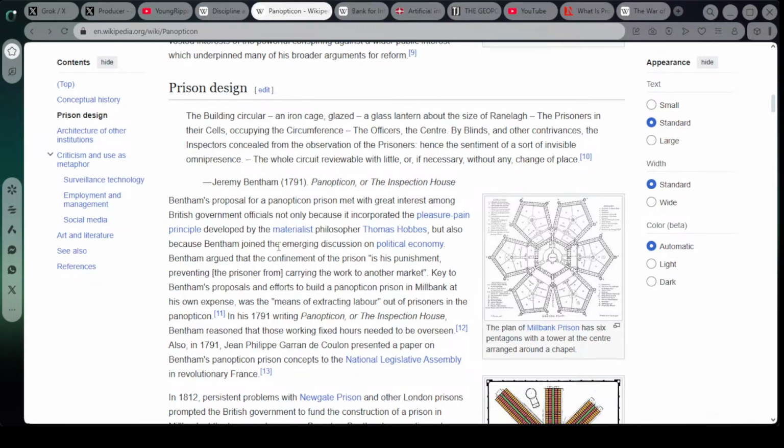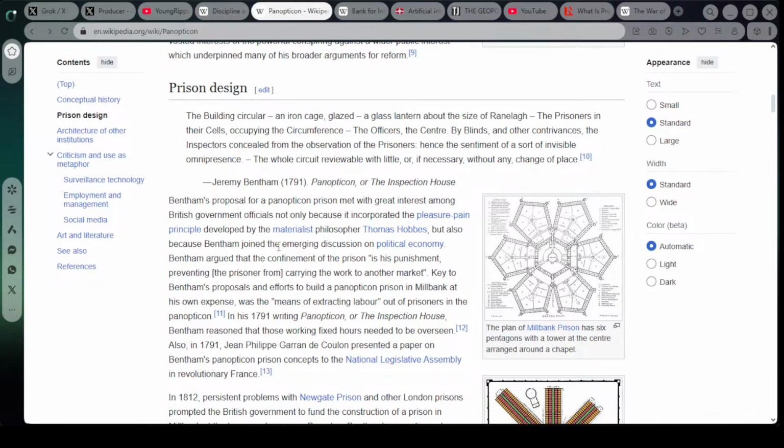Bentham argued that the confinement of the prison is his punishment, preventing the prisoner from carrying the work to another market. So they're just trying to bring back slavery, basically.